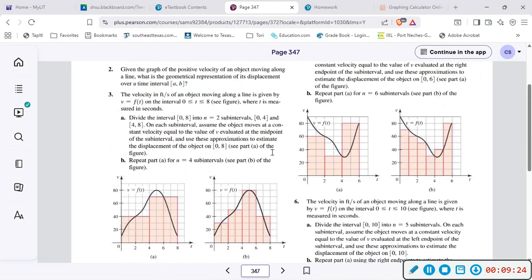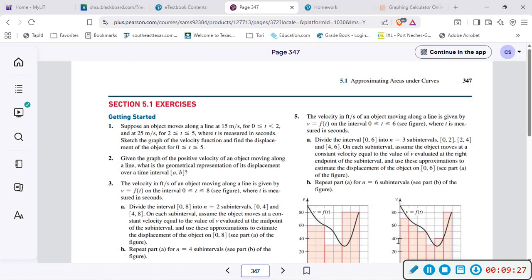And I think that'll be all the information. So with that, we're going to jump into my math lab and start working some problems.